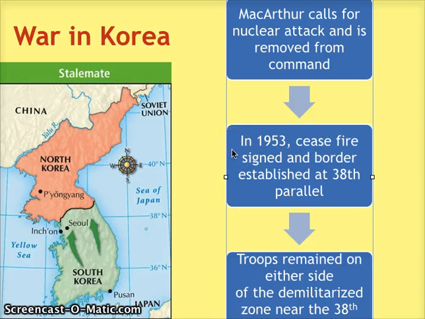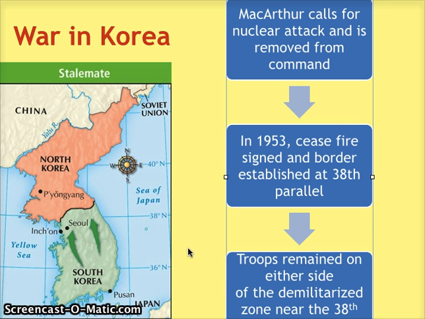In 1953, a ceasefire is signed, and that is the border, and it's established at the 38th parallel. So this is what North and South Korea look like today. So this was quite a short war. It only lasted 3 years.